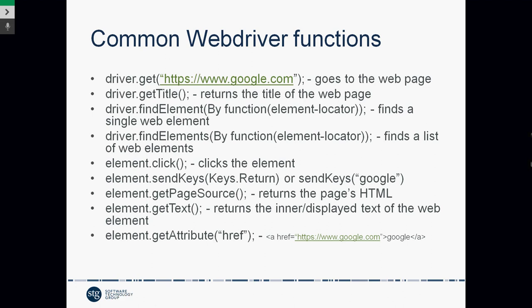getAttribute. Remember, everything inside of an HTML is an XML document. So anything of an attribute is anything within the open and close angle brackets, or the locators. So in this example here, getAttribute href would return https://google.com.